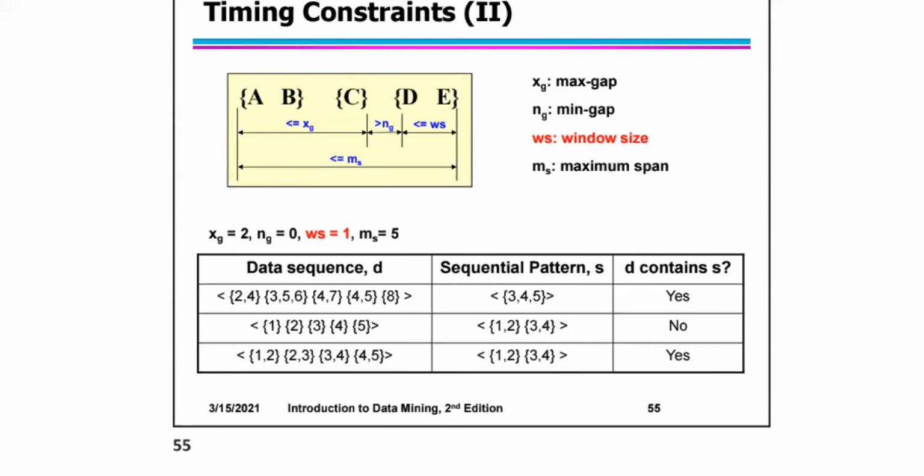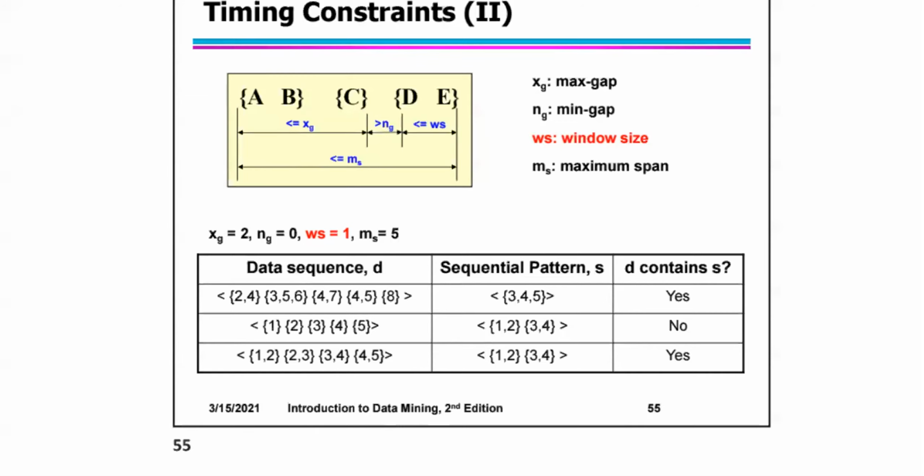The window size constraint: a window size threshold can be defined to specify the maximum allowed time difference between the latest and earliest occurrences of events in any element of the sequential pattern. A window size of 0 means all events in the same element of the pattern must occur simultaneously. If the window size is 2, we can determine whether a data sequence supports a given sequence.